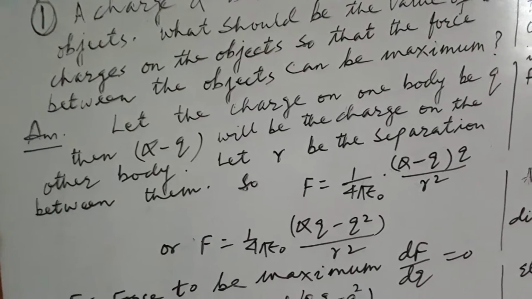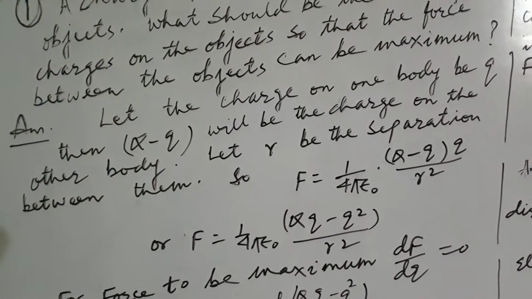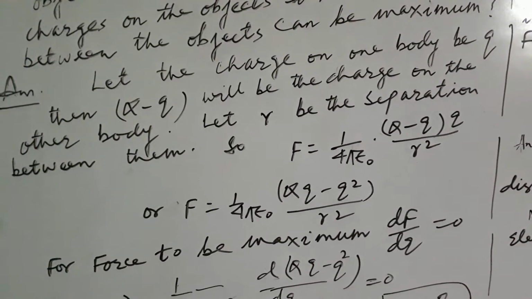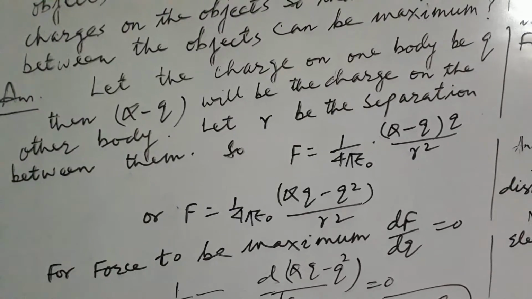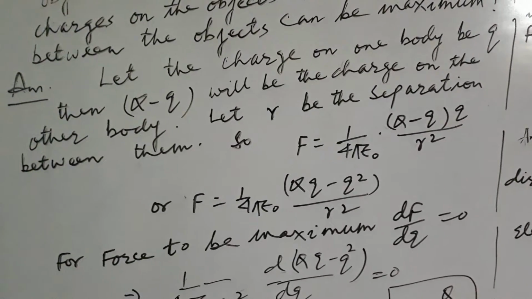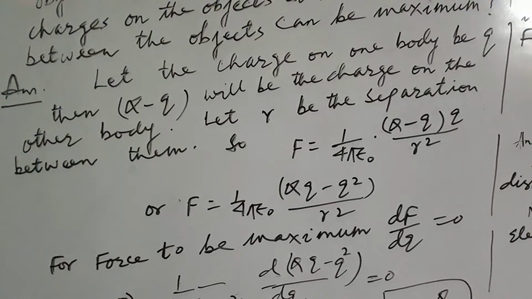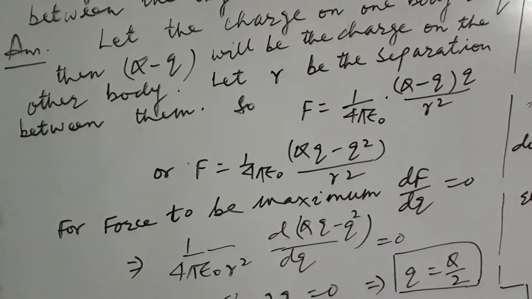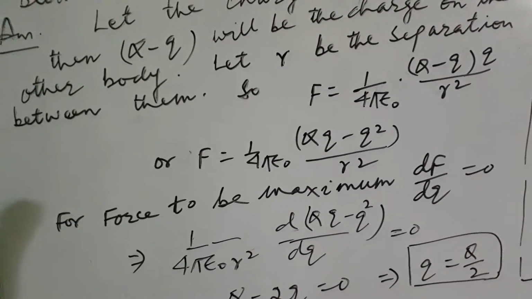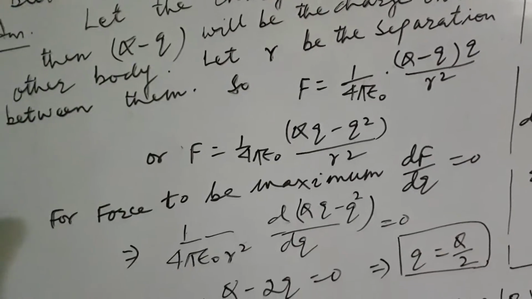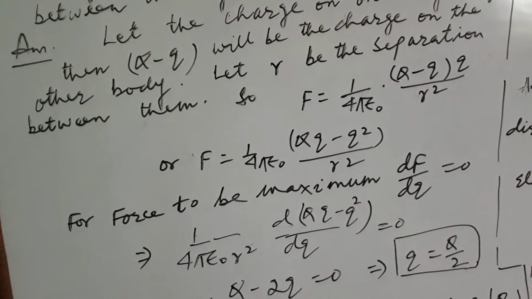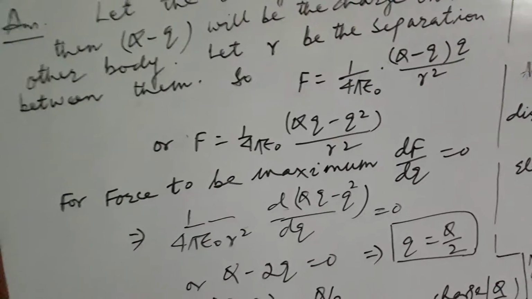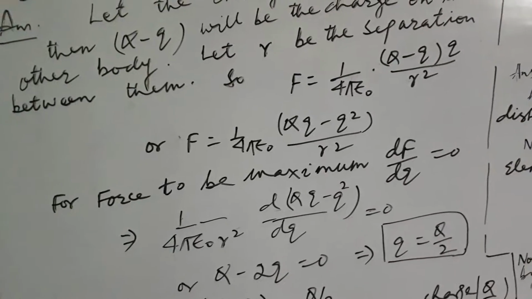Let us suppose that r is the separation between these two charges. Then Coulomb's repulsive force between these two charges will be F equal to 1 by 4 pi epsilon naught, (Q minus q) into q by r square. For force to be maximum, we will have to differentiate the force with respect to small q. We should take dF by dq equal to 0.